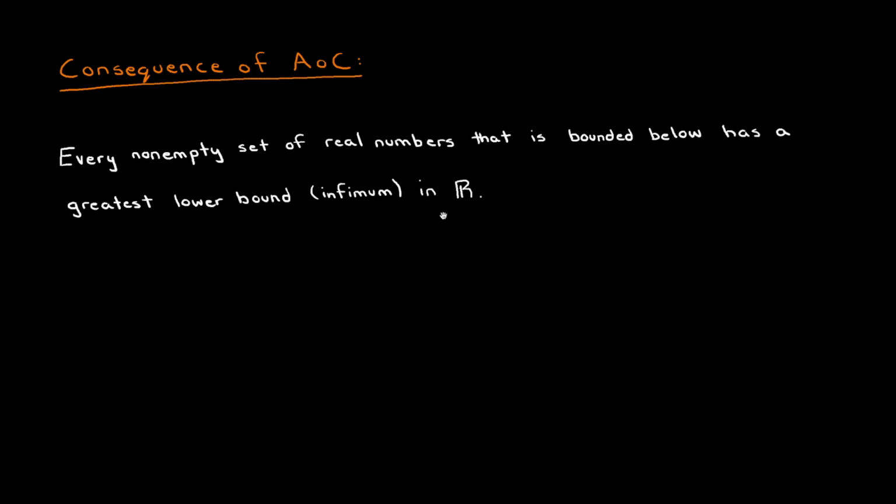But the thing is, we only need to assume one of these versions as an axiom. The other one can actually be proven from it as a consequence. So we don't need to assume both as separate axioms. And so as an exercise, let's actually prove that every non-empty set of real numbers that is bounded below has an infimum, using the axiom of completeness as we stated it earlier using supremums.